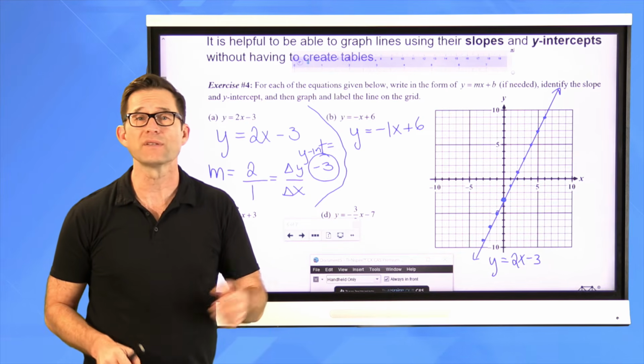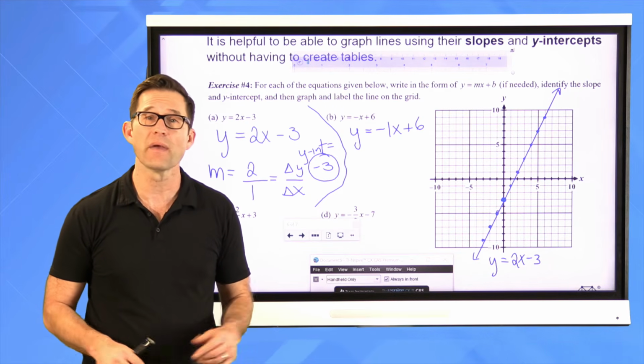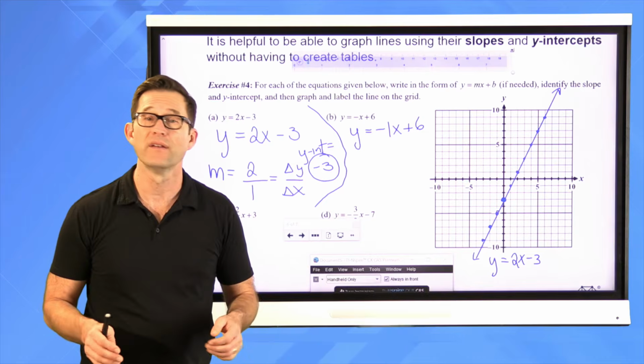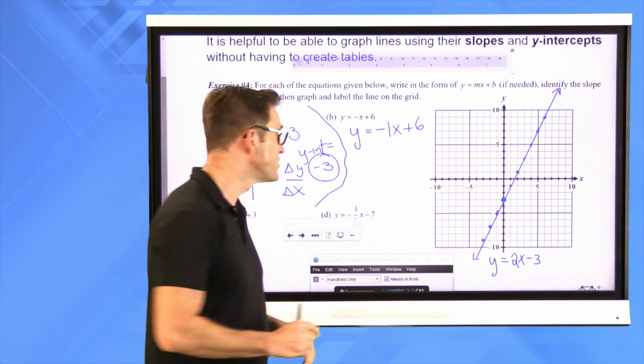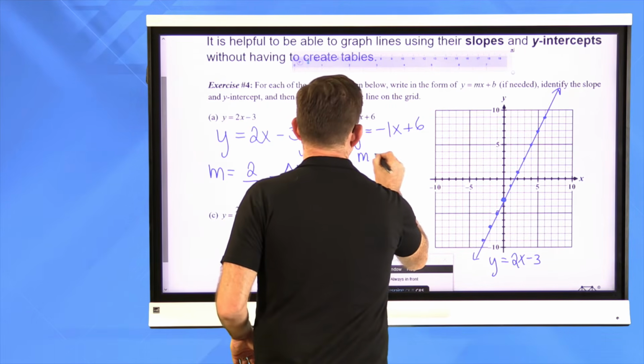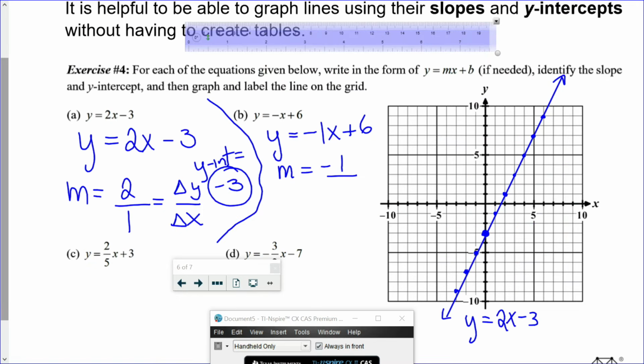Right? You never want to say the slope is negative x. That doesn't make any sense. A slope is a number. It doesn't include a variable, all right? So the slope in this case, I can say is negative 1 over 1, and the y-intercept is positive 6.